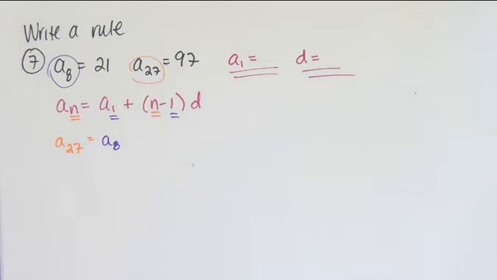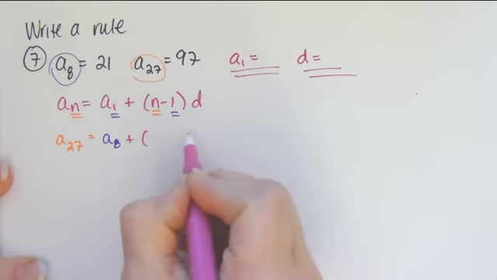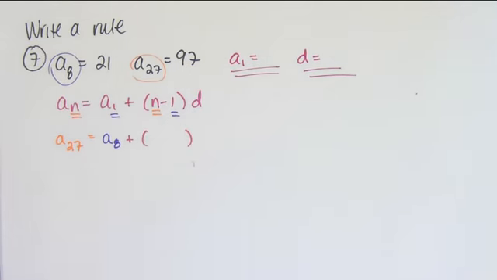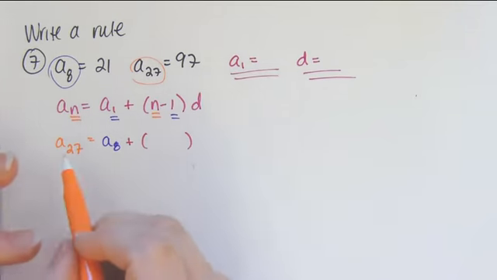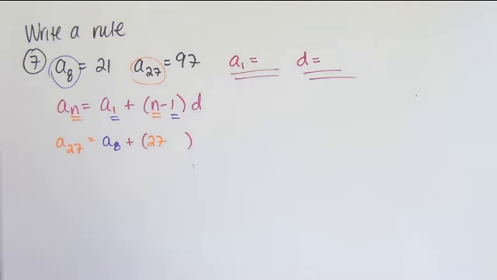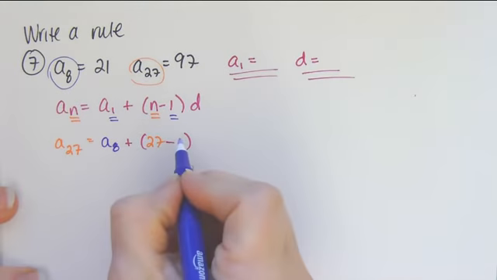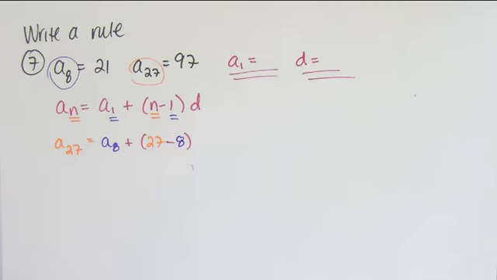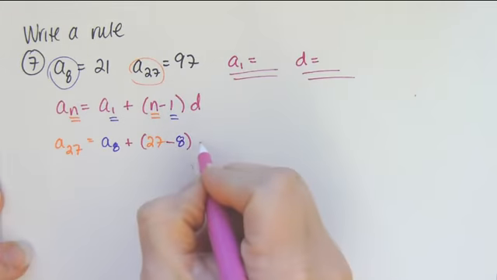Plus, instead of writing n minus 1 now, my n right here is 27, minus my 1, instead of being a 1, is now an 8. Like all that nice color coding. And again, I still do not know what d is, so I'm going to put that there.